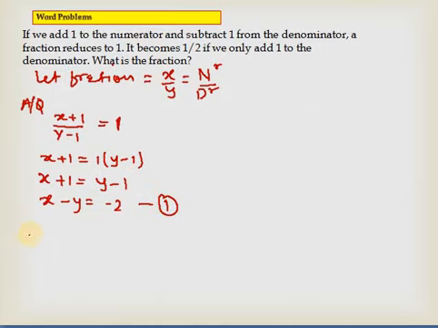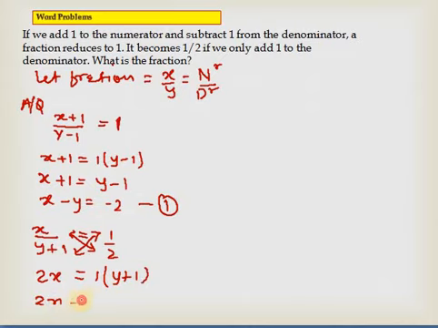Now again we'll read the question: it becomes half if we only add 1 to the denominator. That means if we have a fraction and if I add only 1 to the denominator, it becomes half. Again we have to cross multiply, so like 2x, this into this and this into this. So 2x is equal to 1 into y plus 1. So 2x is equal to y plus 1. Now what we can write here, 2x minus y is equal to 1. This is equation number 2.